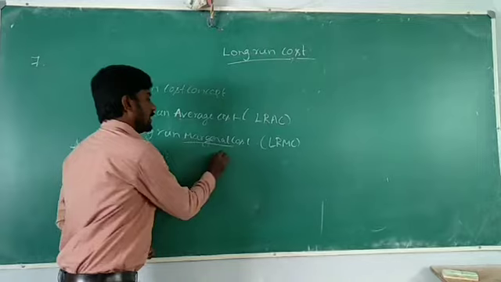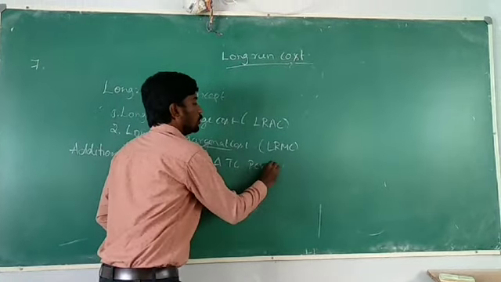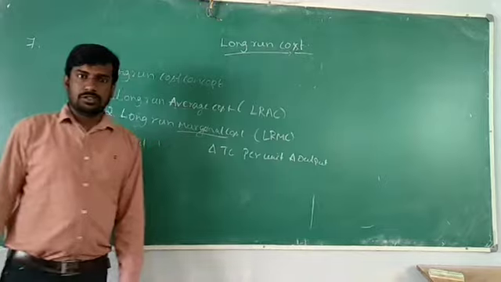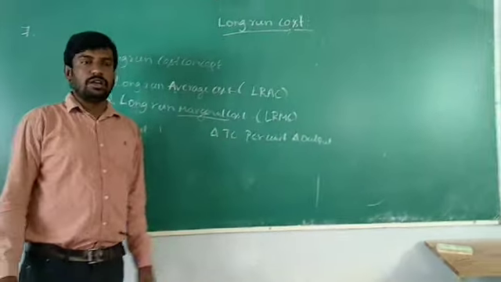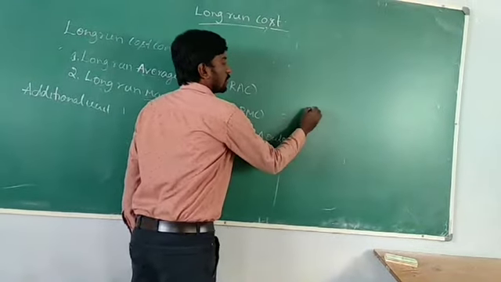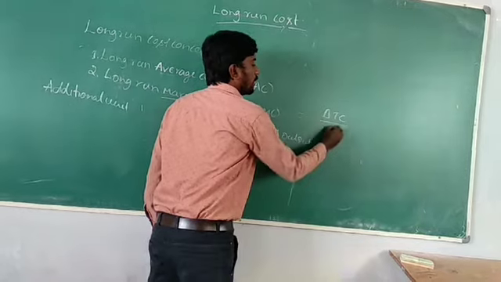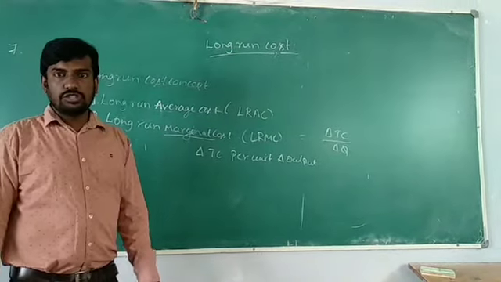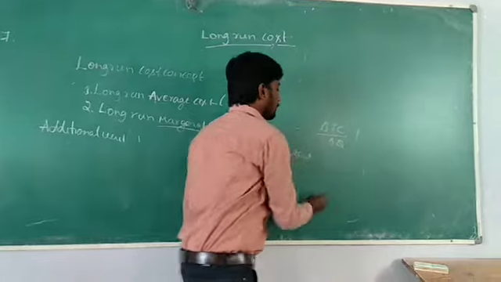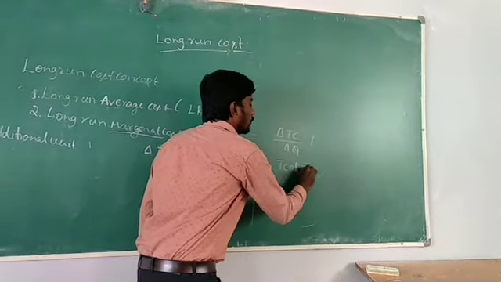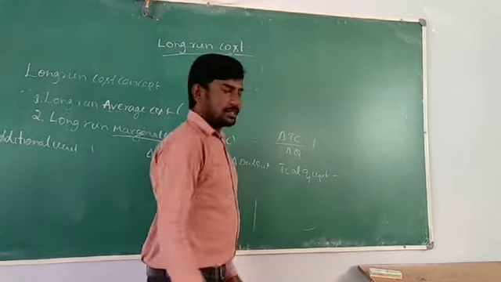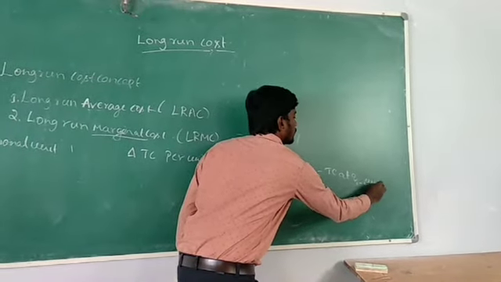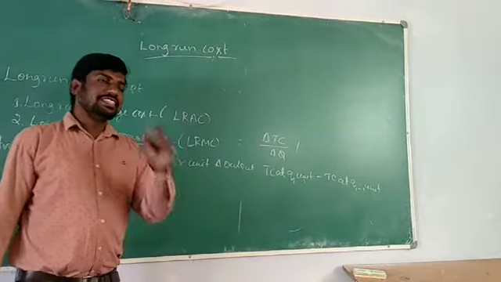It is another meaning, change in total cost per unit change in output. Understand? Change in total cost per unit change in output. So the formula for this is change in total cost, or delta TC, divided by delta Q. It is the formula for long run marginal cost. And we have also another formula here: total cost at Q1 units minus total cost at Q1 minus 1 unit. Let's take an example.